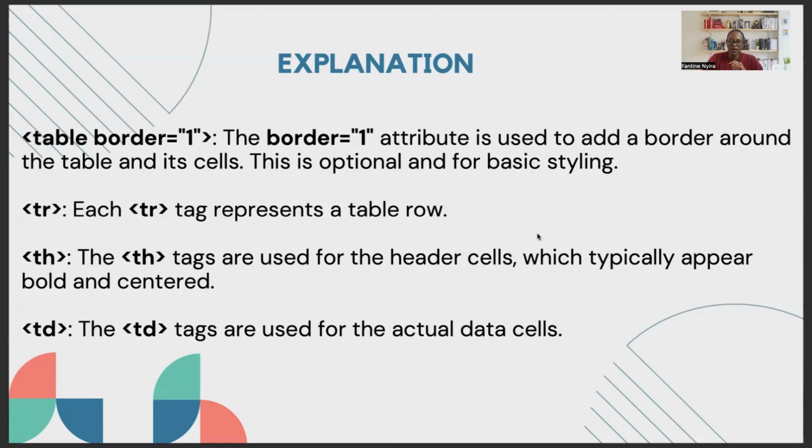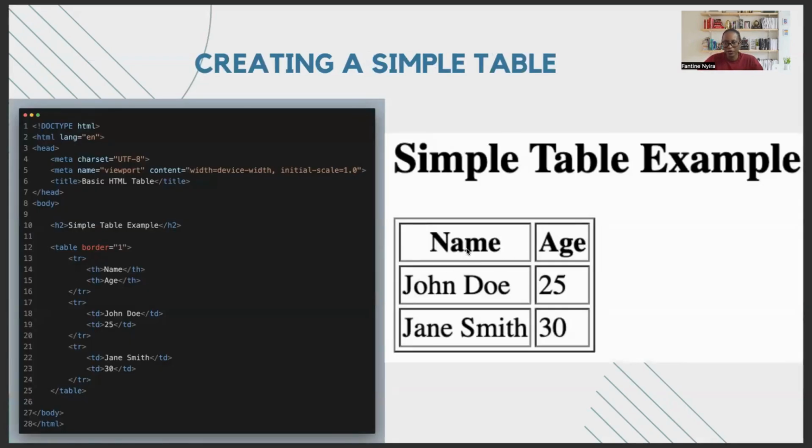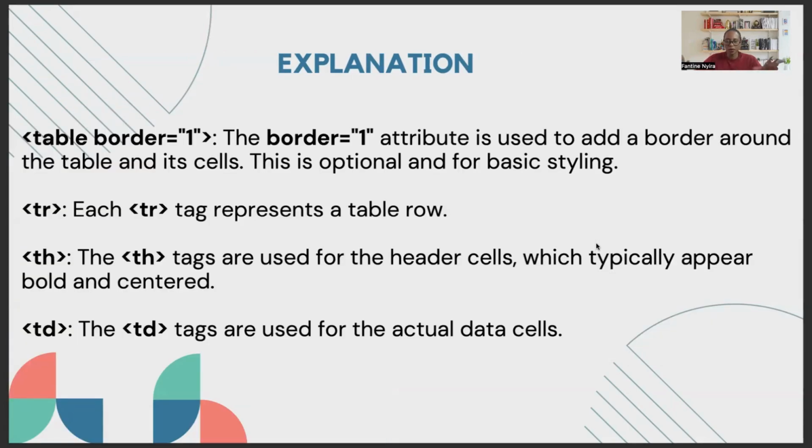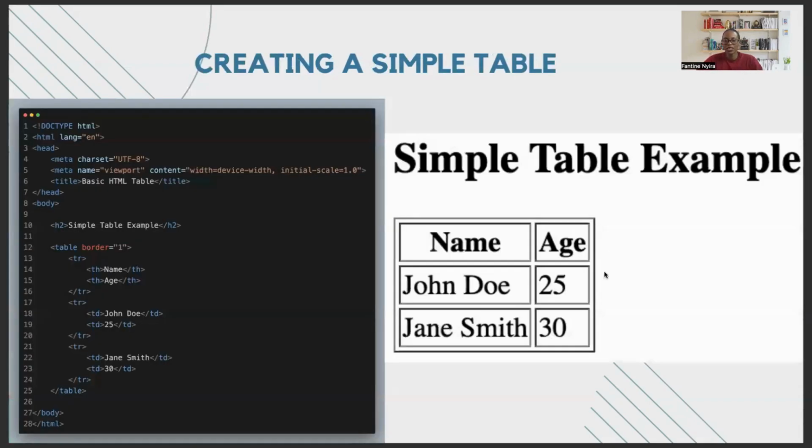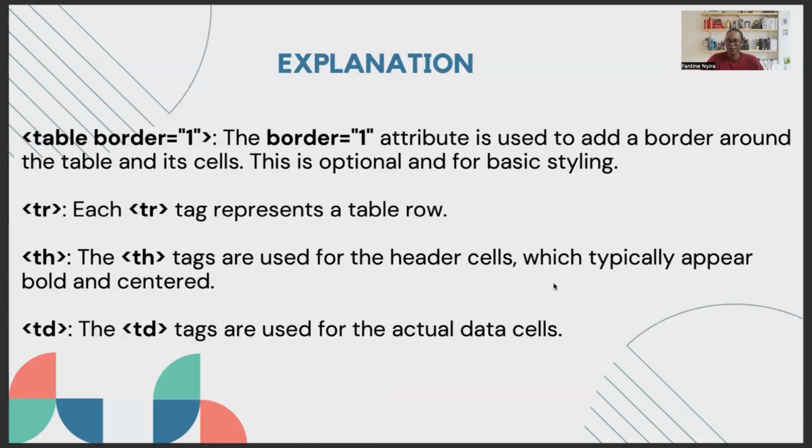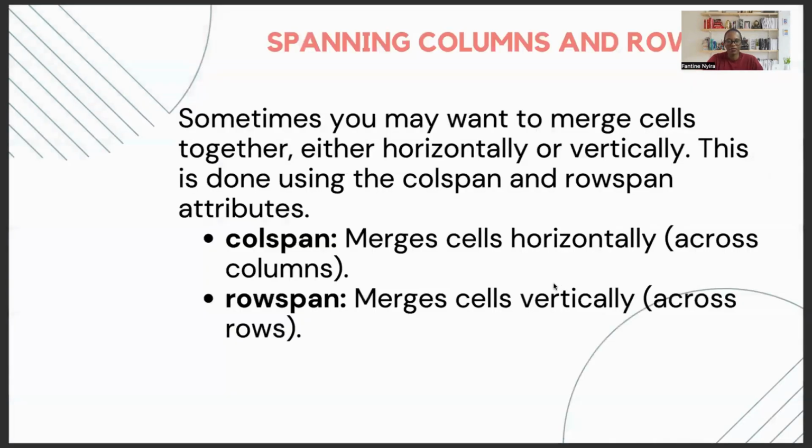All right. So the TR, as we saw, is a table row, which is this row, and the TH is the table header, as we saw here. These are the table headers, the name and age, which would be bold and centered. And then TD, the table data. So the actual data for each cell. John Doe, 25, those kinds of things.